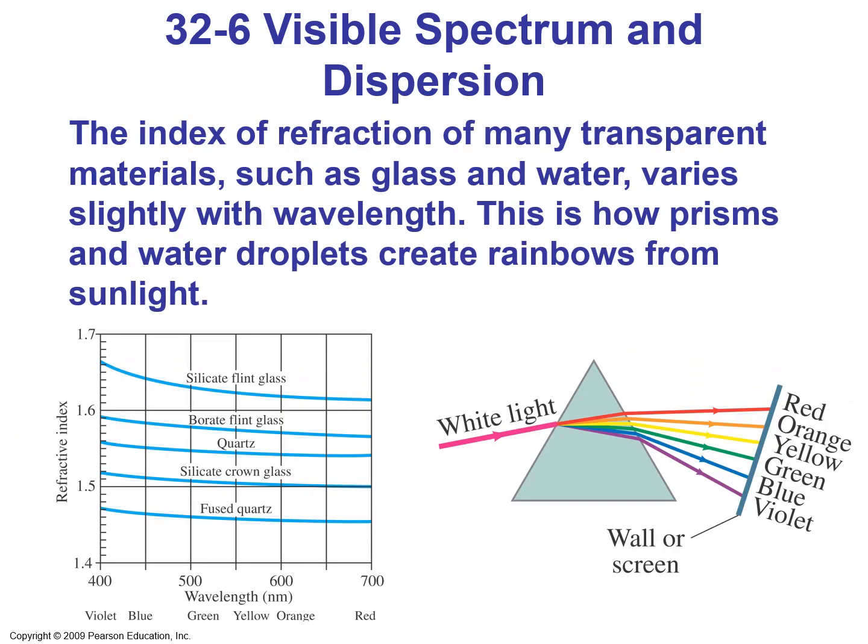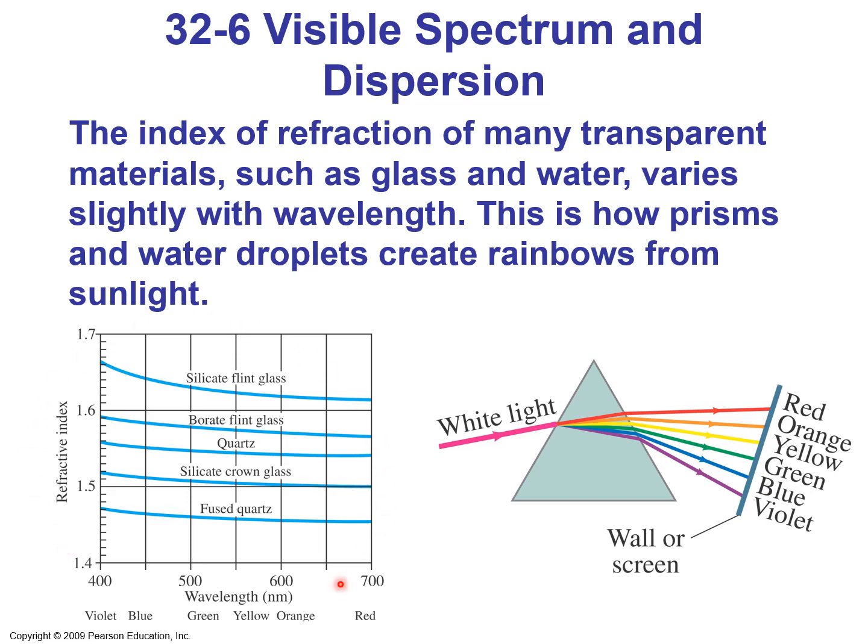The index of refraction of many transparent materials, such as glass and water, varies slightly with wavelength. This is how prisms and water droplets create rainbows from sunlight. So white light is composed of different components of color. If you send a white light through the prism, different wavelengths are refracted at different angles, and they will be separated on a wall or screen, and you will see a rainbow pattern. The same thing happens when we have droplets of water instead of the prism.